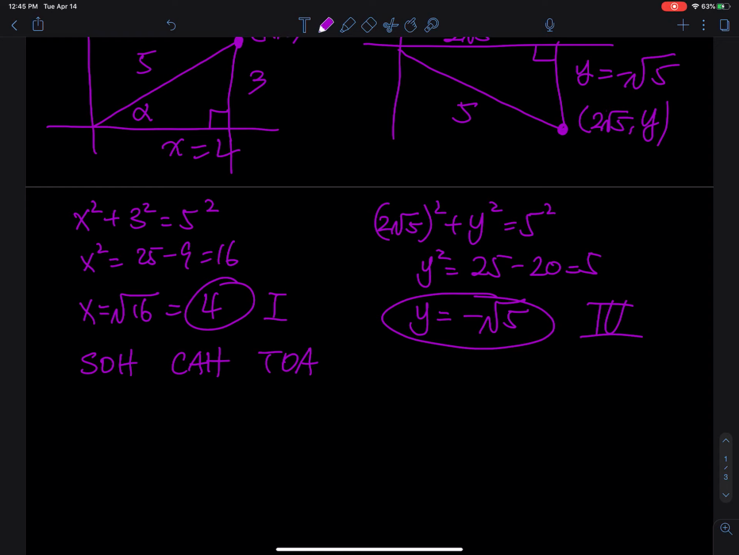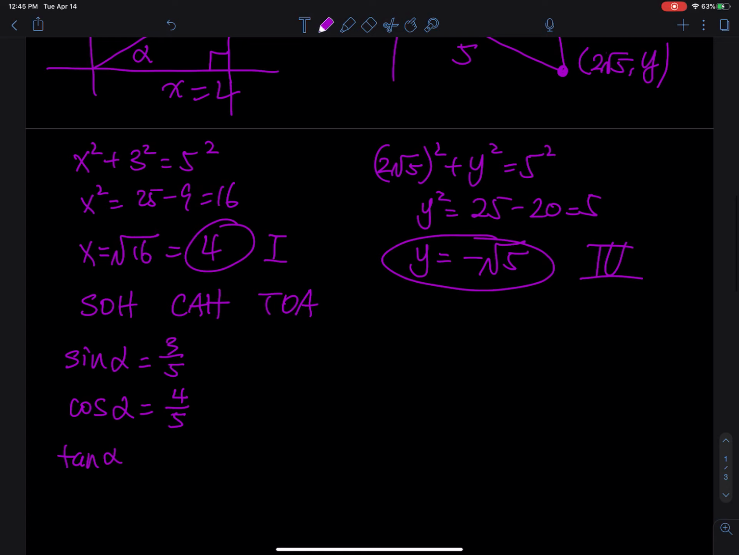So let's do the one on the left. For alpha, we have sine of alpha equals 3 over 5. That is given. And then cosine of alpha, CAH, right? That is the adjacent divided by hypotenuse, 4 over 5. And then tangent is easy. For tangent, you take the sine divided by cosine. So that is 3 over 5 divided by 4 over 5. That equals 3 over 4.